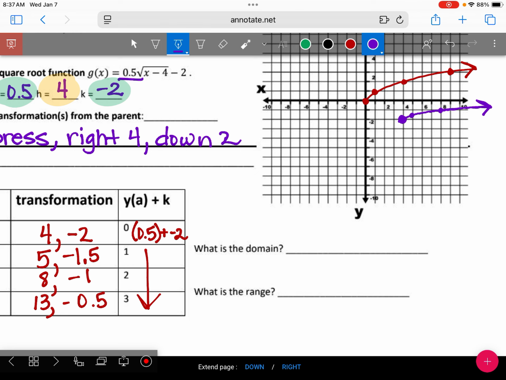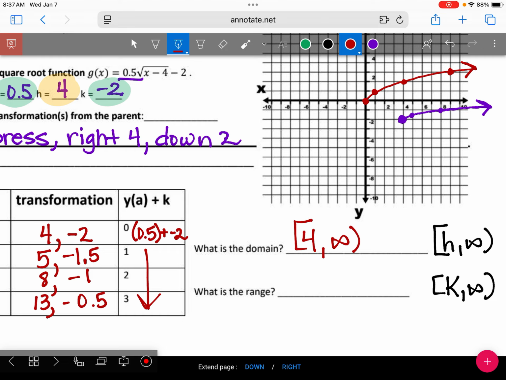Now, A is not negative, so our domain is going to be h to infinity, because that's the rule, and our range will be k to infinity. So h is positive 4, k is negative 2.